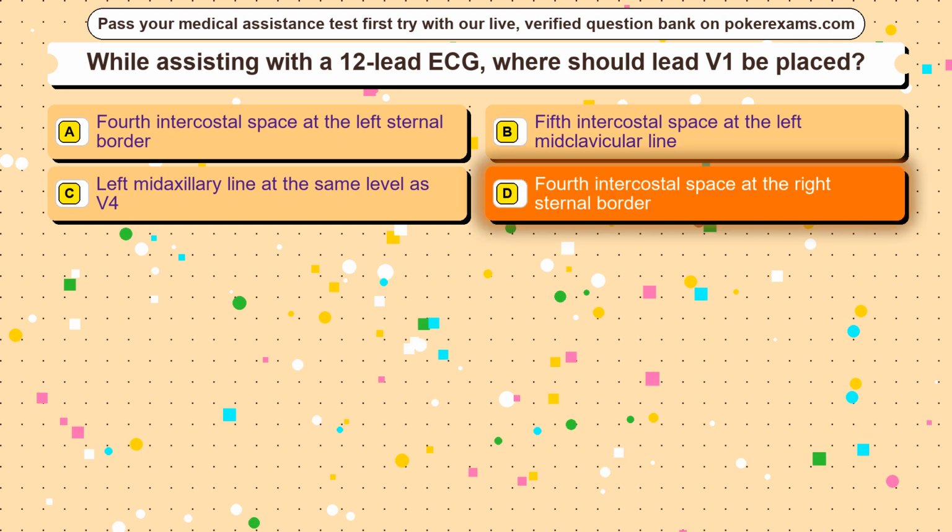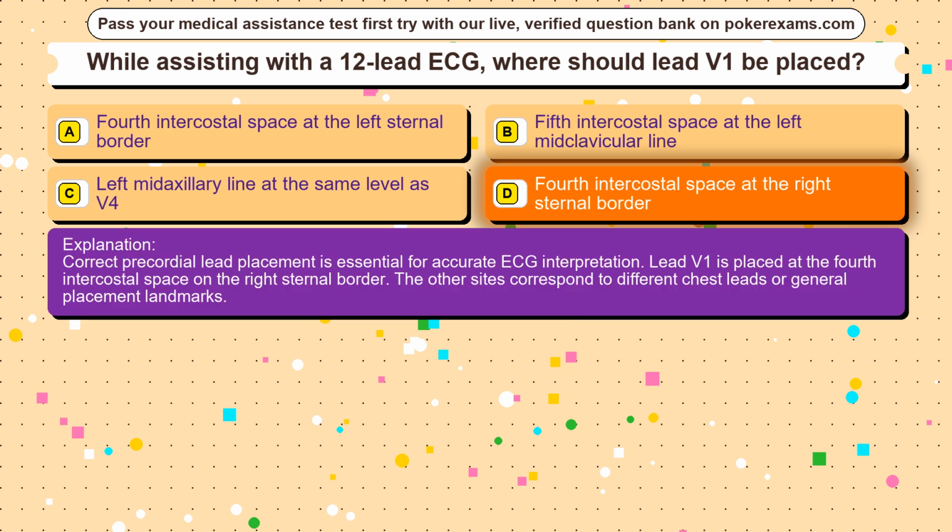The correct answer is option D, 4th intercostal space at the right sternal border. Correct precordial lead placement is essential for accurate ECG interpretation. Lead V1 is placed at the 4th intercostal space on the right sternal border. The other sites correspond to different chest leads or general placement landmarks.